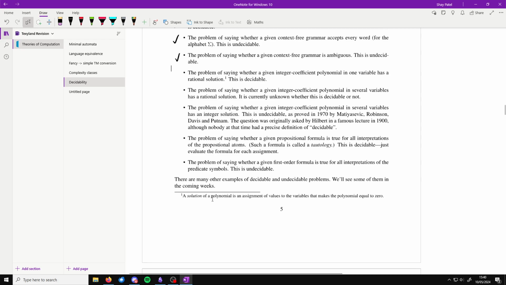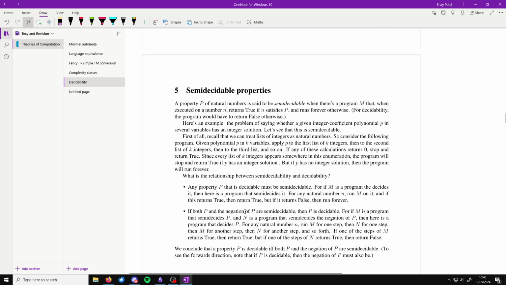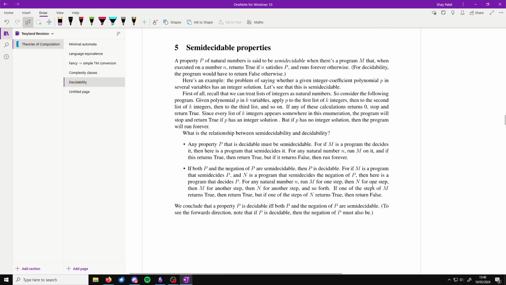Okay, so there are many examples, and we'll see some of them. The reason we want to understand this notion of decidability is because we might be given some sort of problem or some sort of property, and we want to say whether it's decidable or undecidable.